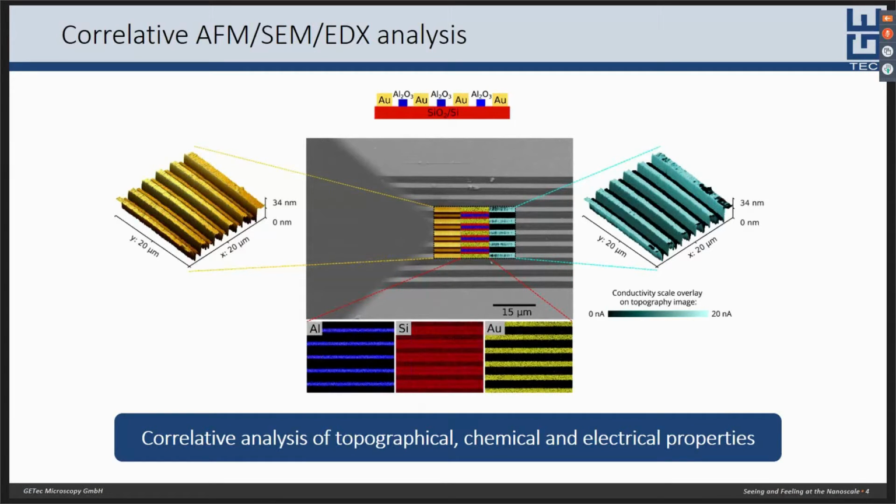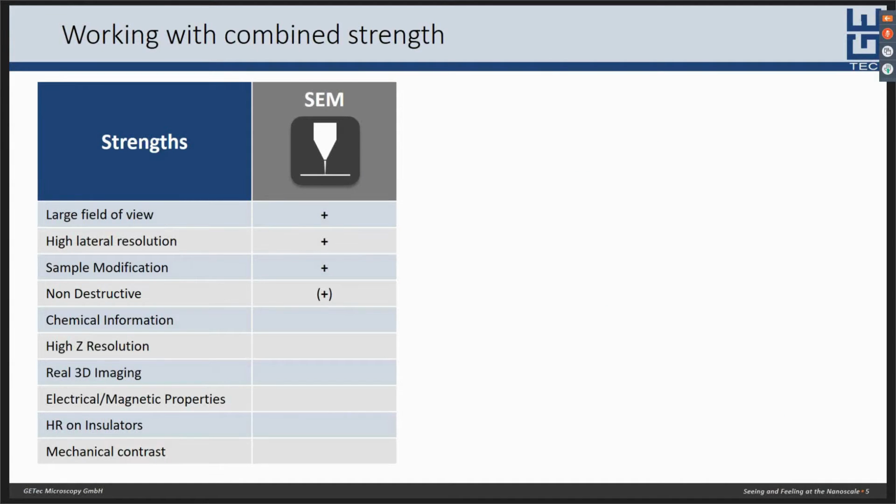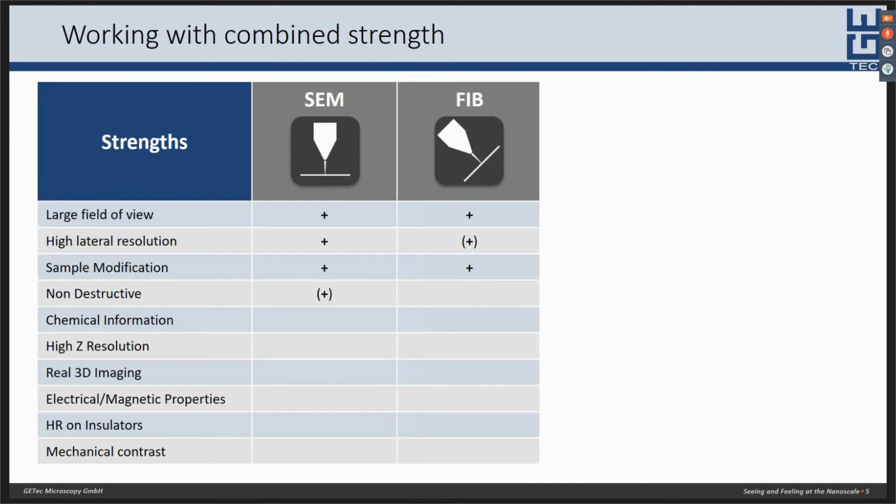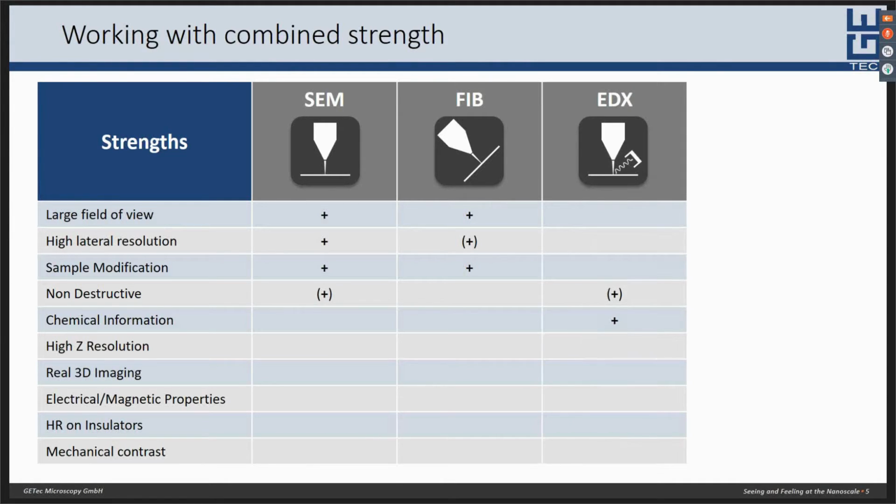So why do you want to combine these different analytical techniques? Well, each of these techniques has different strengths. If you look at the SEM, you have a beautiful large field of view that you can work with. You have high lateral resolution, and in most cases, the electron beam is non-destructive to your sample. If you now add a FIB, you can, in addition, modify your sample by performing, for instance, ion milling. And if you add an EDX, as you've seen before, you will also get chemical information of your sample structure.